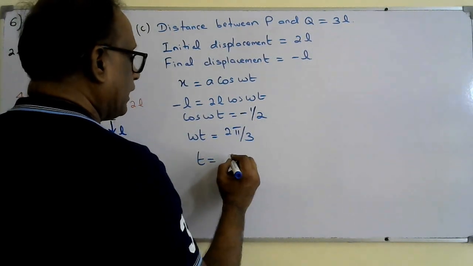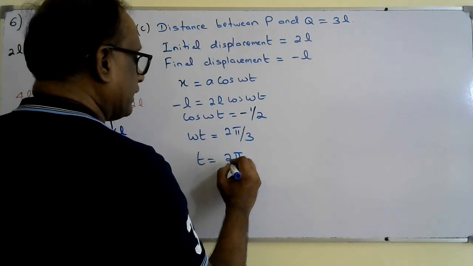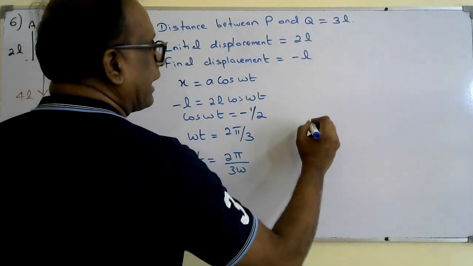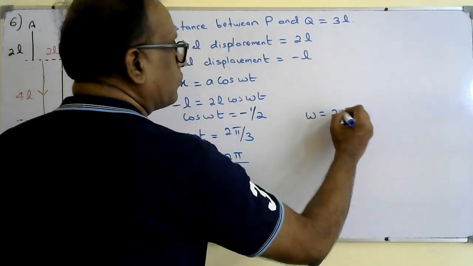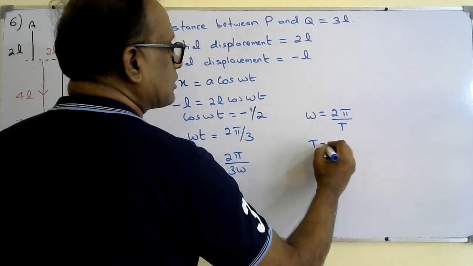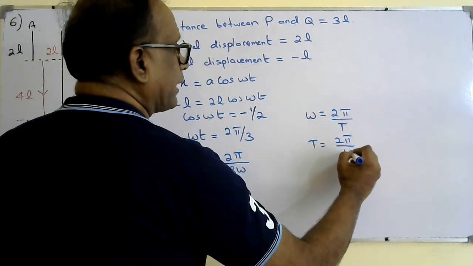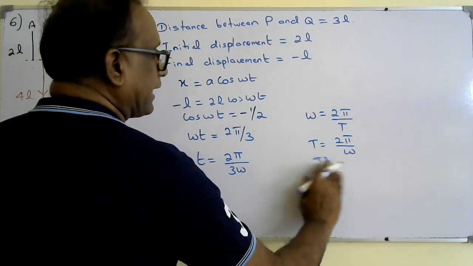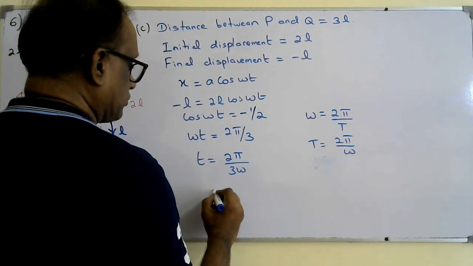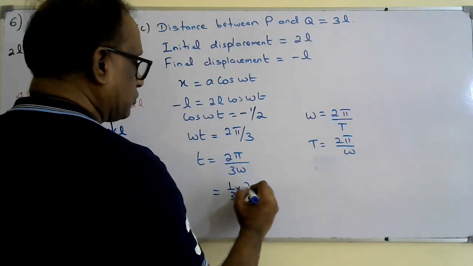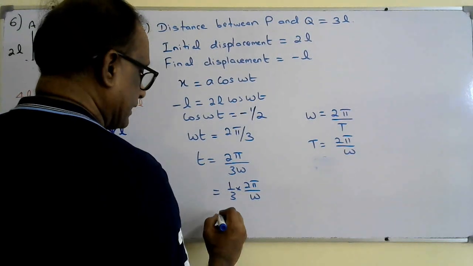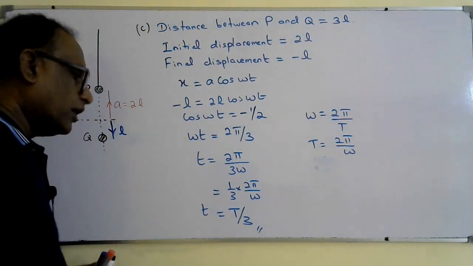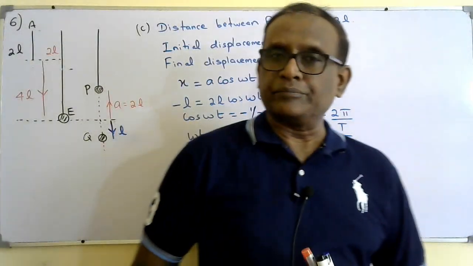So t is going to be 2 pi over 3 omega. Okay, so we know that omega equals 2 pi over T. So T is going to be 2 pi over omega. Then 1/3 into 2 pi over omega, that is T by 3, 1/3 of T. That's the time taken. So the time taken is 1/3 of the time period.